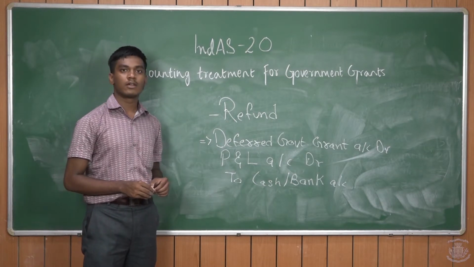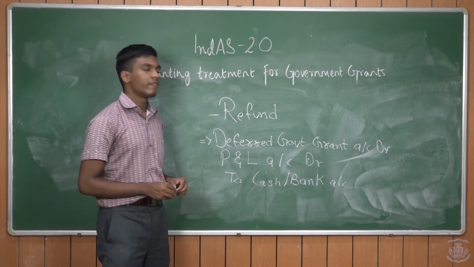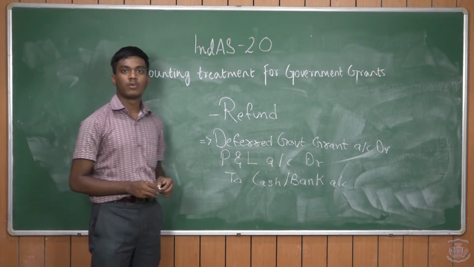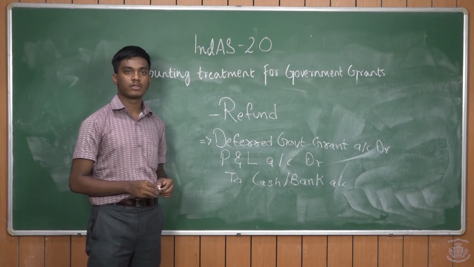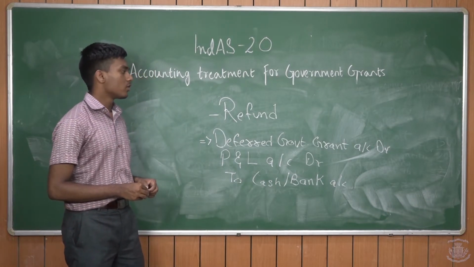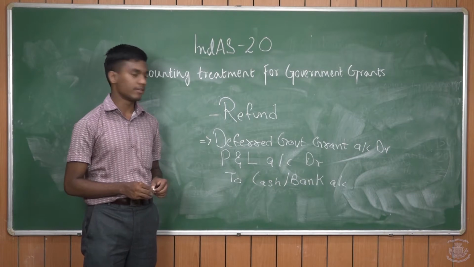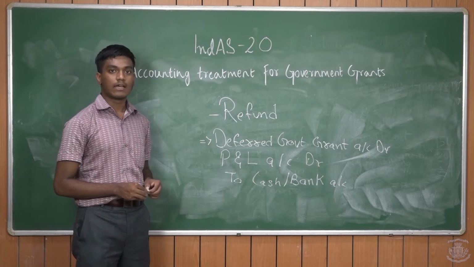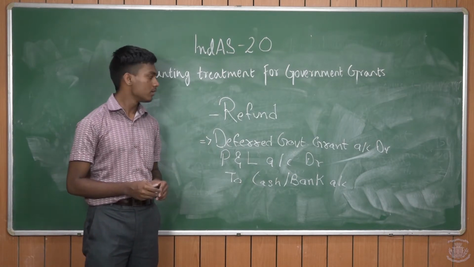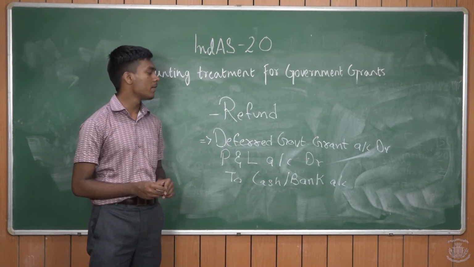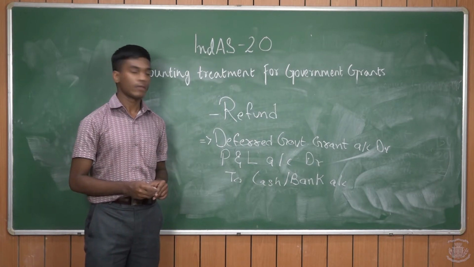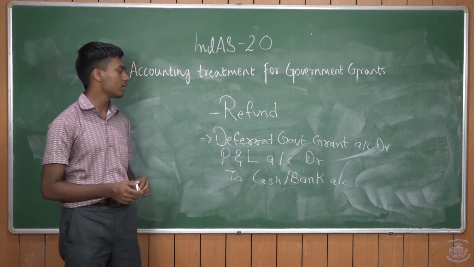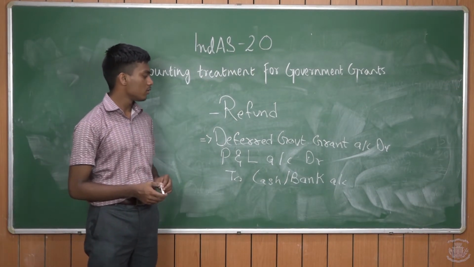An entity should refund a government grant it received if it does not fulfill any of the conditions. So the journal entry to be recorded under both the approaches, that is capital approach and income approach: deferred government grant account debit, that is the balance appearing in the financial statements, profit and loss account debit, to cash or bank account. The cash or bank account is the amount refunded to the government, and the profit and loss account debit will reflect the balancing figure. And if the deferred government grant account balance is 0, the entire amount will be recorded as profit and loss account debit to cash and bank account.